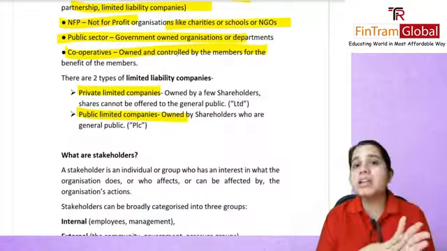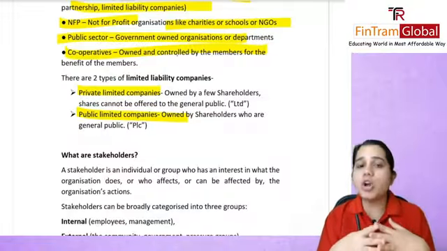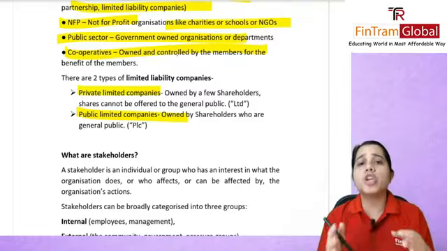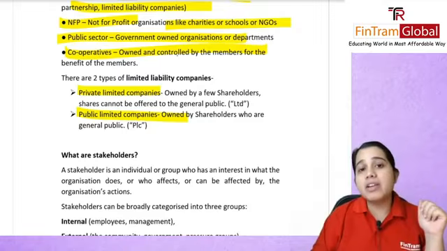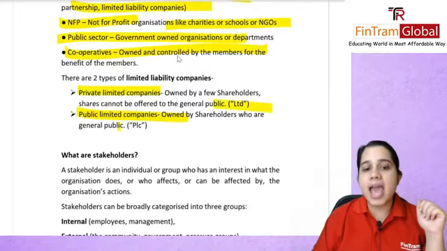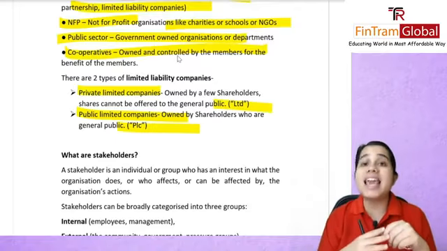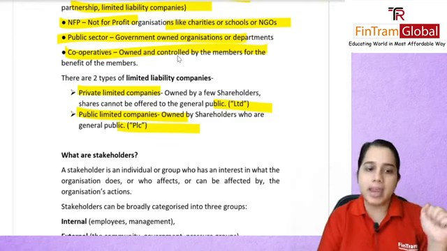However, for your public limited companies, these shares are freely traded on a stock exchange. You know, it's available for your general public to buy and freely sell them. Another thing was that your private limited companies end with LTD and public limited companies with PLC. So this is something to keep in mind.